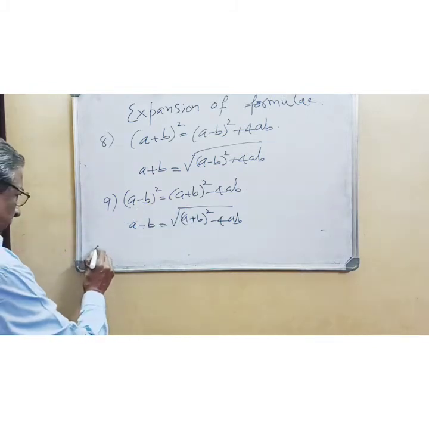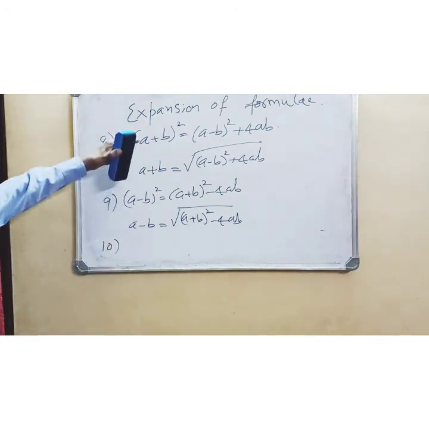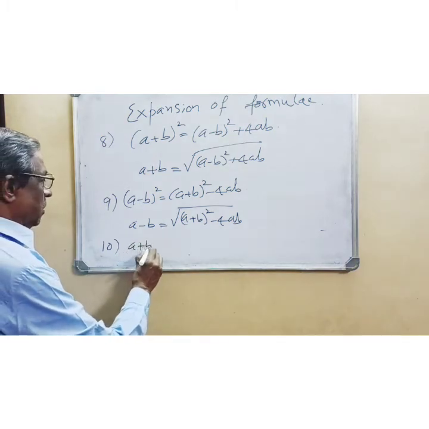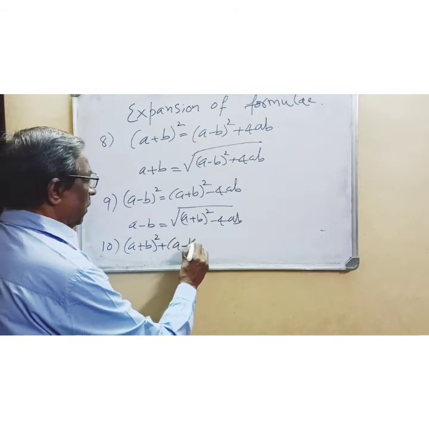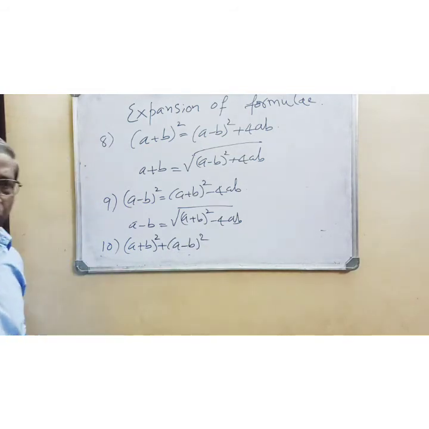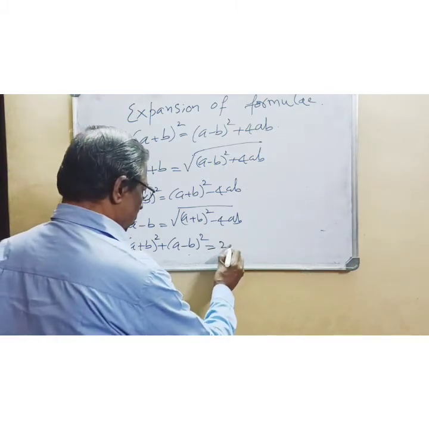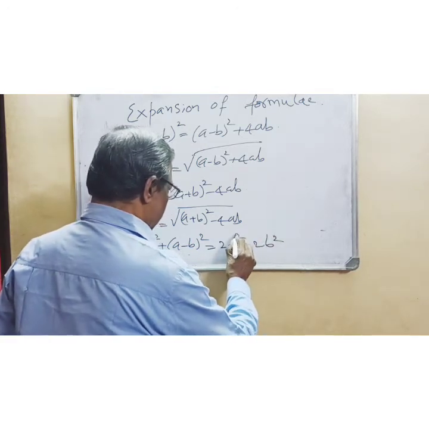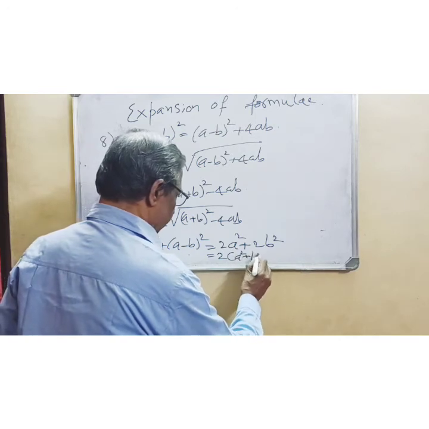So now the 10th one is here. Suppose we add these two, a plus b bracket square plus a minus b bracket square. Automatically plus 2ab and minus 2ab cancel, giving you 2a square plus 2b square, which is equal to 2 into bracket a square plus b square.